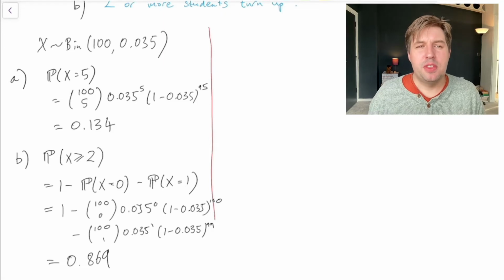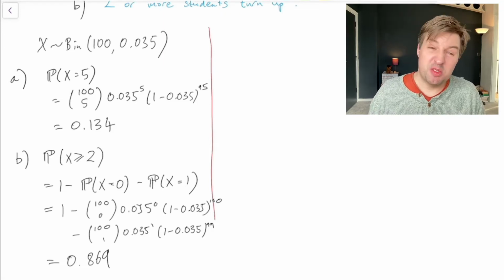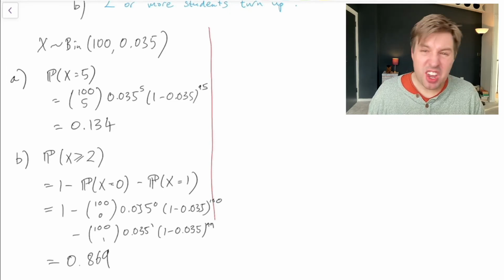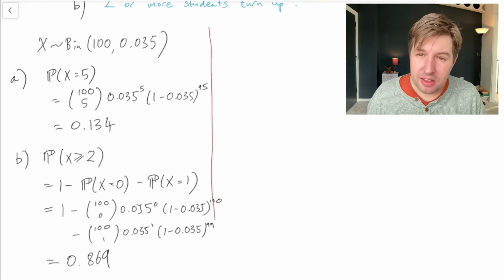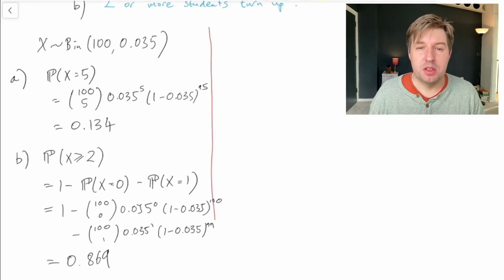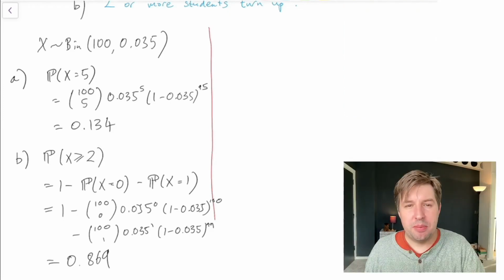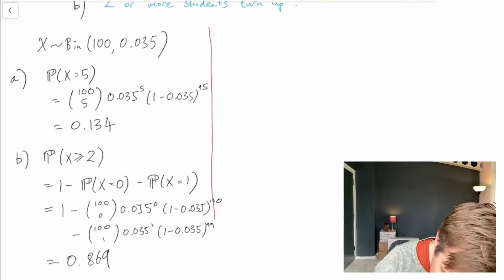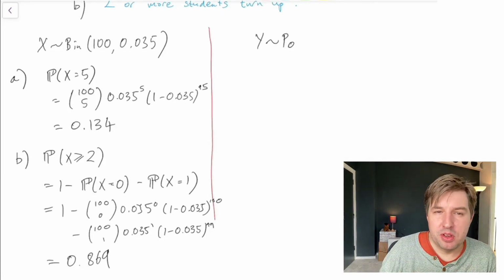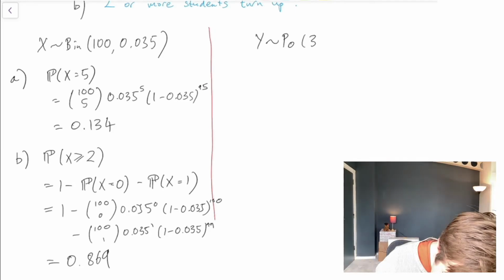But here we've got one of these cases where n, 100, is pretty big. P, only 3%, is pretty small. N times P, 3.5, is kind of smallish. This is a case where we could use a Poisson approximation to the binomial. So let's see what happens if we try that. We could approximate this as Y being Poisson of 100 times 0.035, which is 3.5.